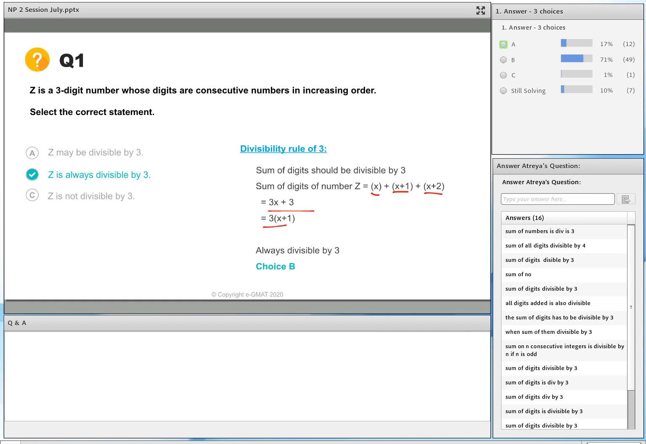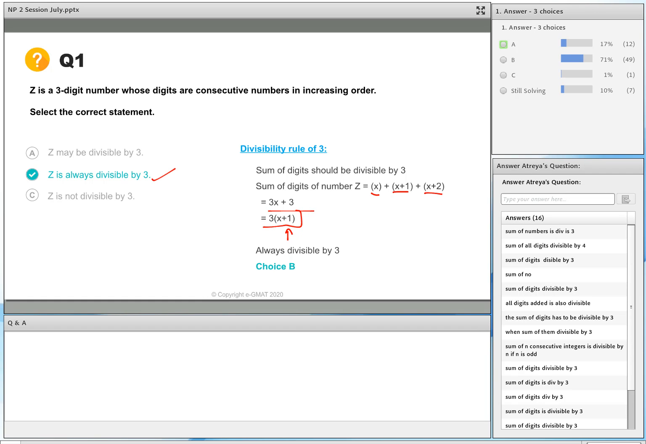So 3 times some number, right? So this is a multiple of 3. 3 times some number means a multiple of 3. Now, since it's a multiple of 3, we can for sure say that it's always divisible by 3. And hence, the answer for this question is choice B.